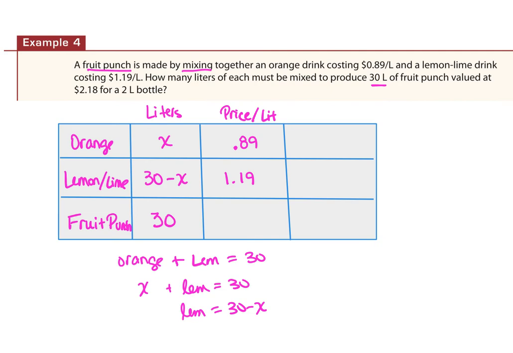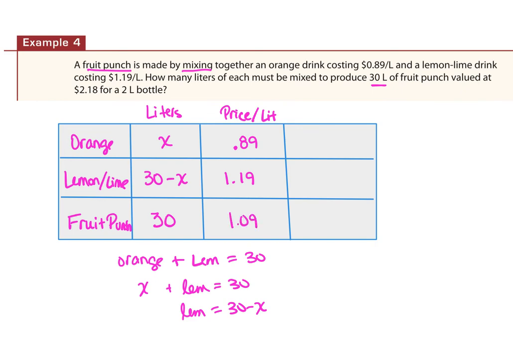$1.19. How much do they want people to pay for 2 liters of the mixture? $2.18. Okay, now here's the problem. The other ones are per 1 liter, right? Does everybody see that? So it needs to be in the same unit. So if I have $2.18 for 2 liters, how much would it be for 1 liter? $1.09. Yeah. Does that make sense?